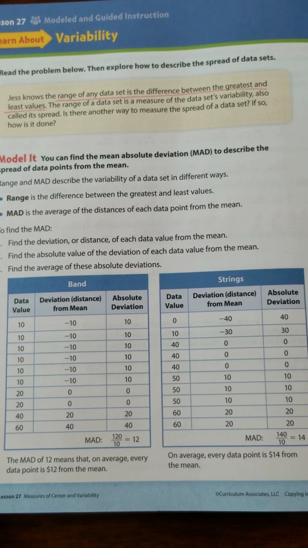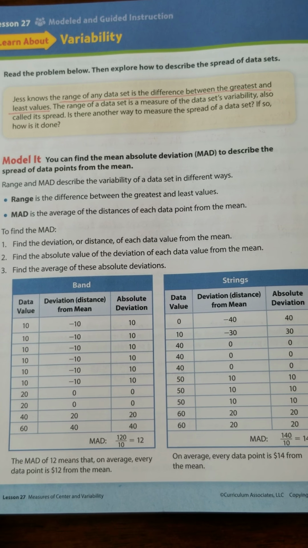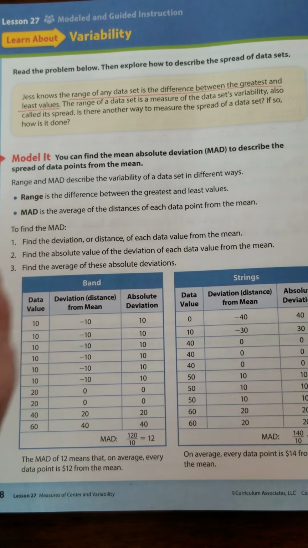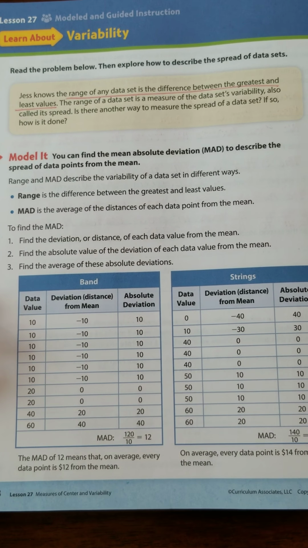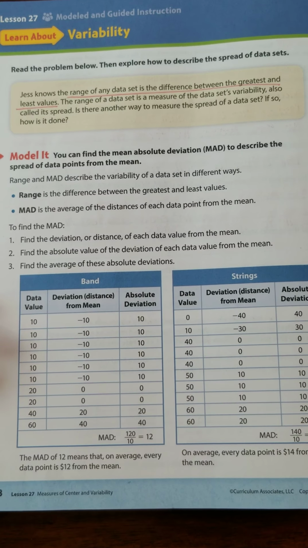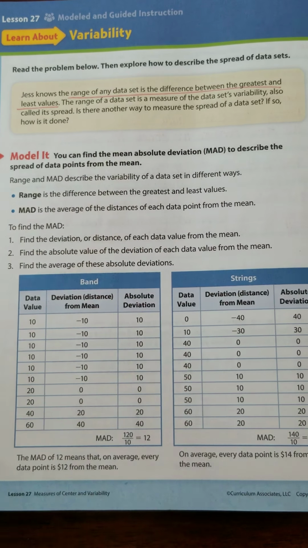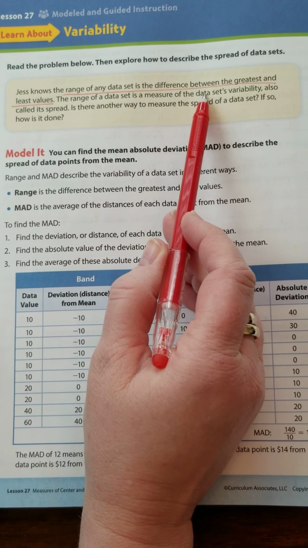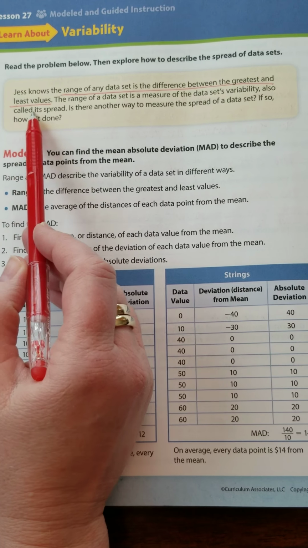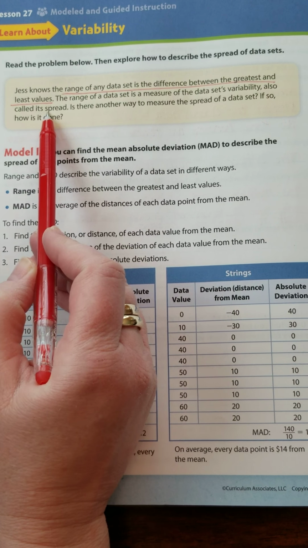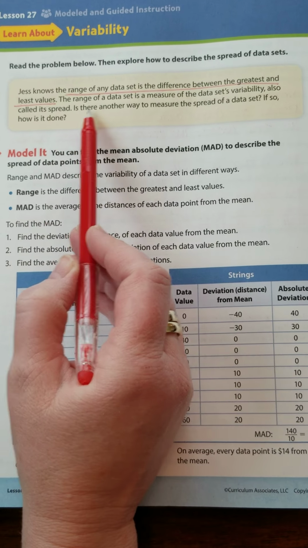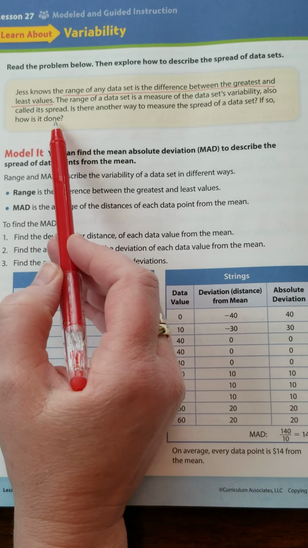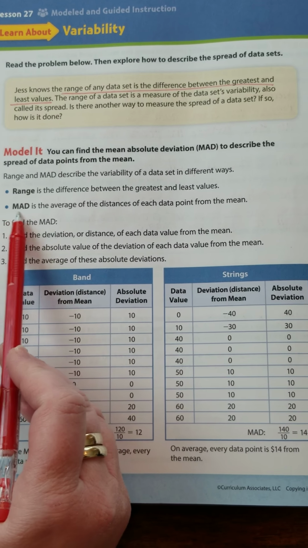If our biggest number is 20 and our smallest number is 19 or even 15, there's not much variability there. But if our biggest number is 100 and our smallest number is 2, there's a lot more variability in that situation. So the range of a data set is a measure of the data set's variability, also called its spread. Range and spread would mean the same thing. Is there another way to measure the spread of a data set? If so, how is it done? And that's where we're going to talk about MAD.